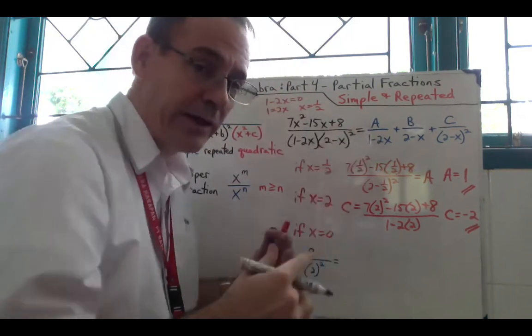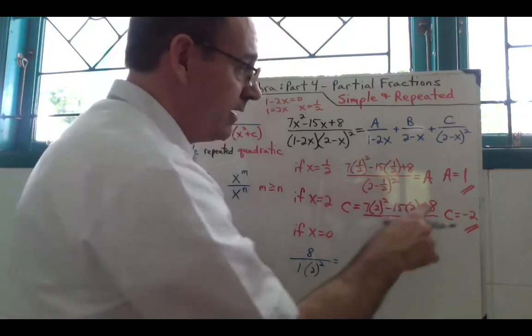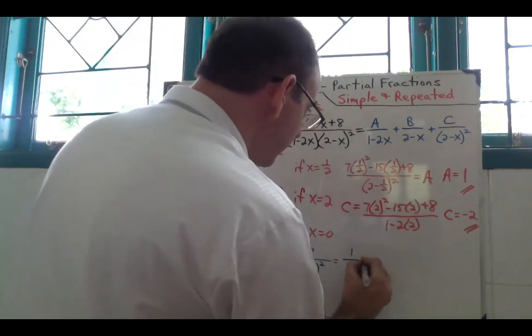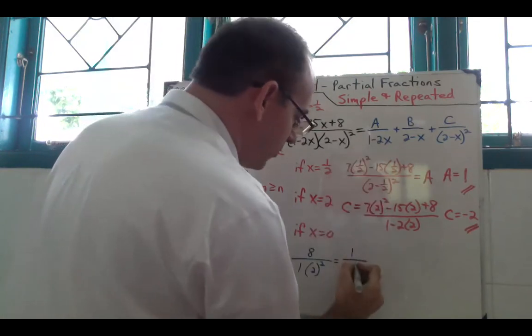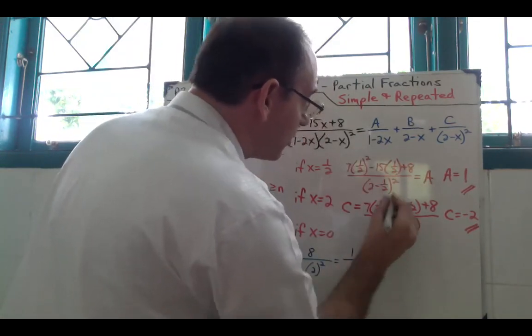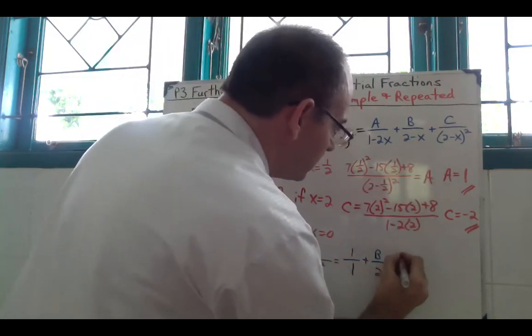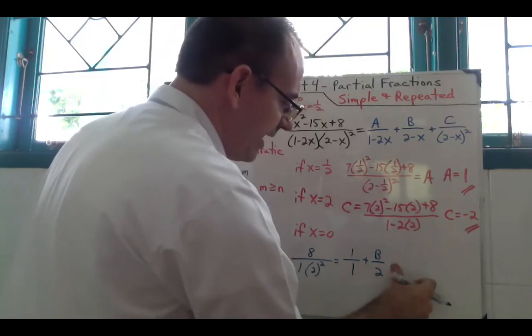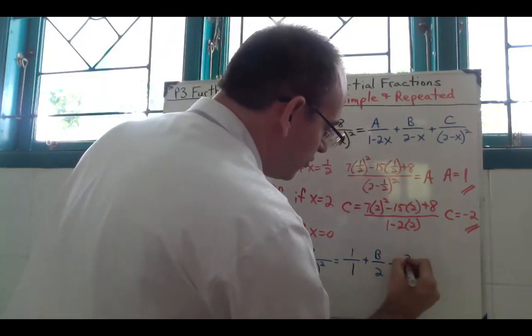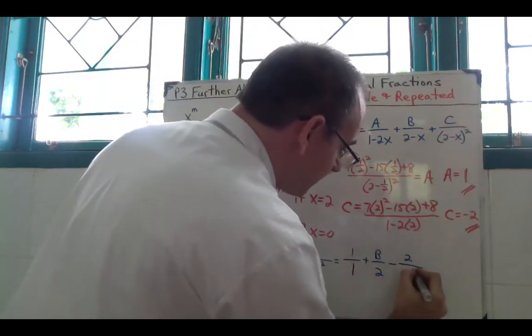equals, but now we already know a and c. So this is going to make it easier. A is 1. Plug in a 0, just leaves us 1. Plus b over 2, and we plug in a 0, plus, and we know c, so it's a negative 2 minus 2 over, and we plug in a 0, we get 2 squared again.